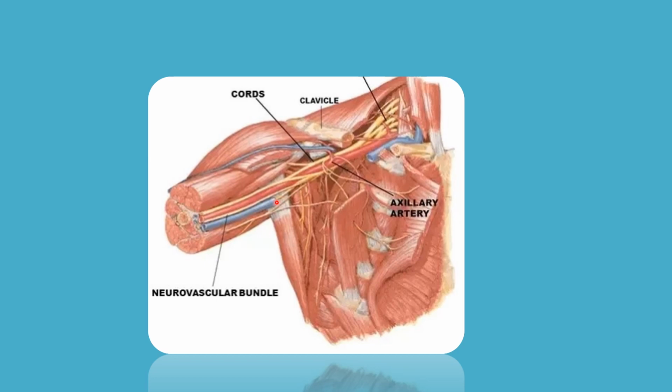Medially it is related to the axillary vein, the medial cutaneous nerve of the arm, the medial cutaneous nerve of the forearm and the ulnar nerve. Laterally it is related to the lateral root of the median nerve, coracobrachialis and the musculocutaneous nerve.